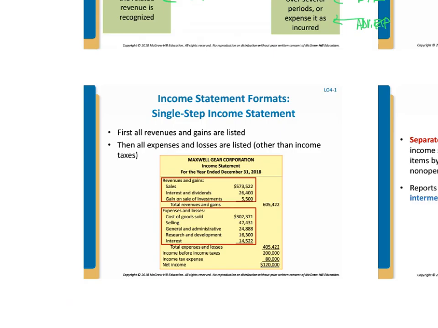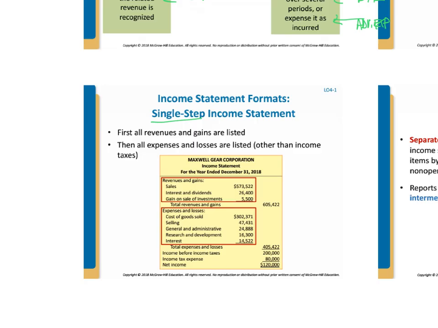Interestingly, there's actually no specific standard that dictates how income from continuing operations has to be displayed. And so companies actually use various formats that you might see in practice. But in general, we can group them into two main ones. We have the single step income statement, and then here in a moment, I'll show you the multi-step income statement.